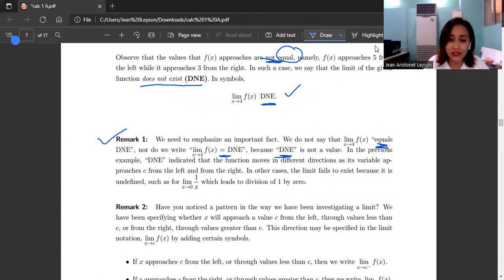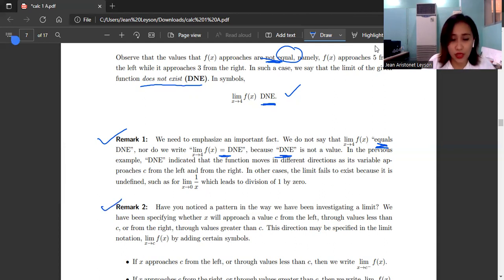In other cases, the limit fails to exist because it is undefined, such as for the limit of 1 over x as x approaches 0, which leads to division of 1 by 0. So again, in writing D and E, no need to write an equal sign. Just simply put the letters D and E beside the function.